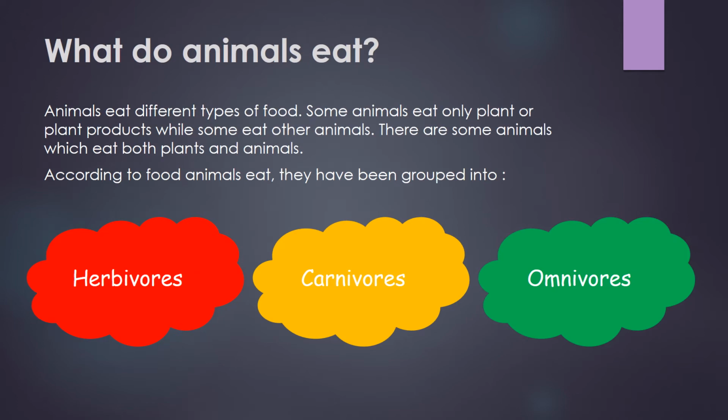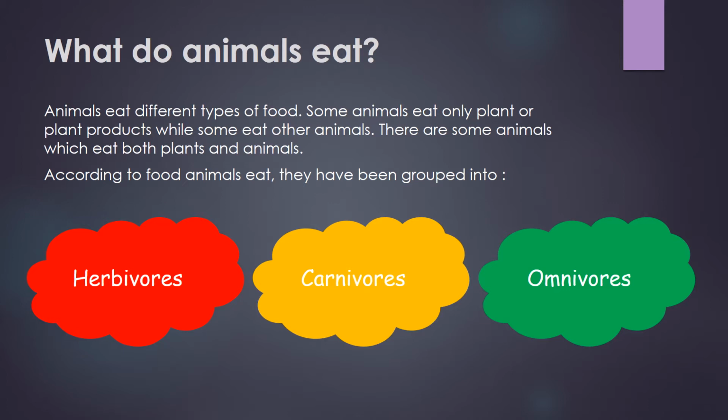Now it comes to the different types of food animals eat. What do animals eat? On this basis we will classify all the animals into three groups. Animals eat different types of food. Some animals eat only plants and plant products, while some animals eat other animals. But some animals eat both plants and animals. So we will classify on this basis.